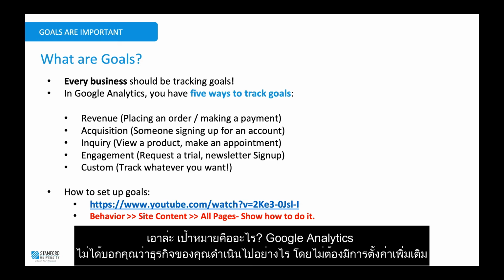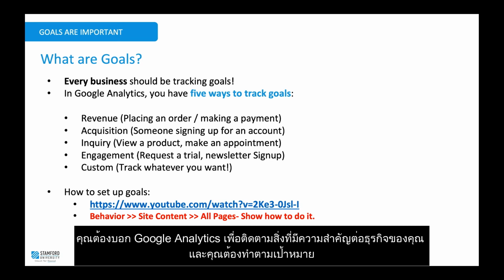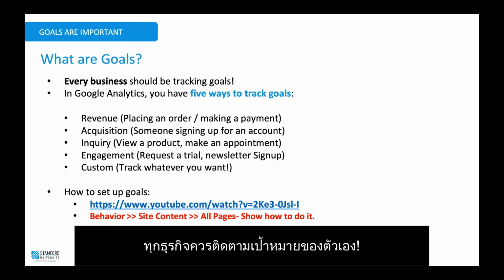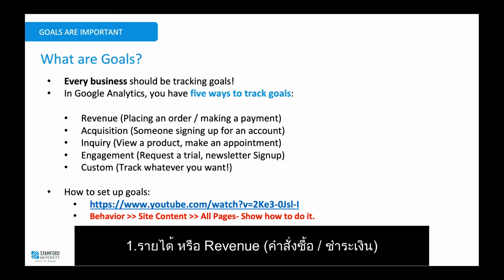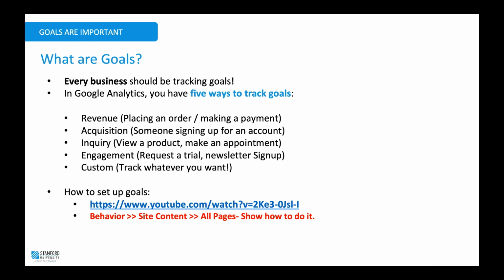So what are goals? Google Analytics doesn't tell you how your business is doing without some additional setup. So what you have to do is set up the goals inside of Google Analytics, and every business should be doing this. There are 5 main things that you can track with goals. Revenue: how much revenue are you producing?